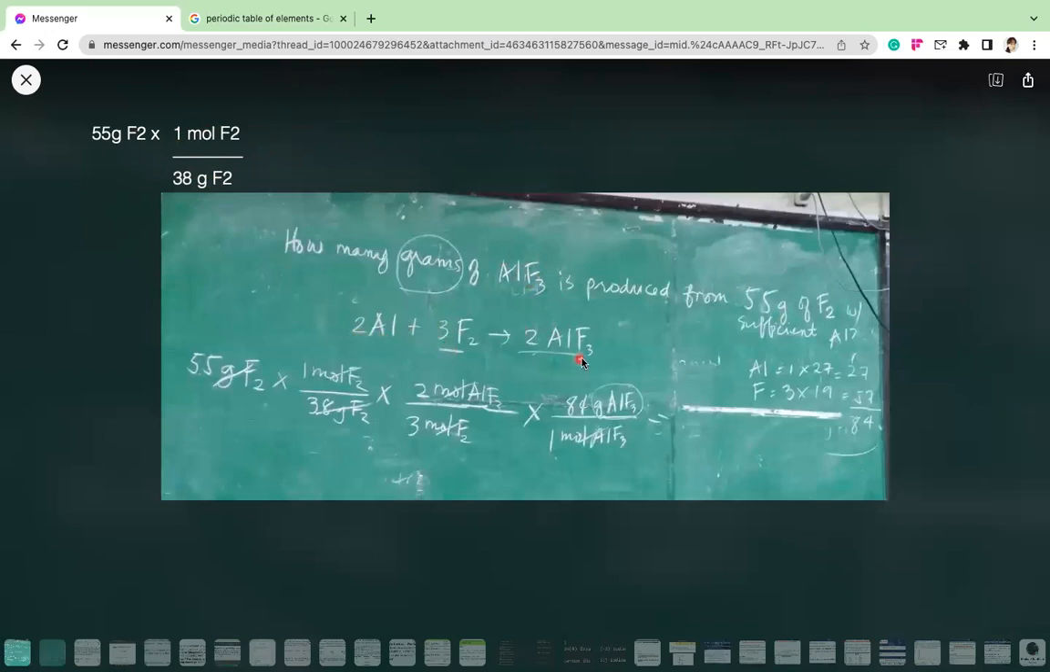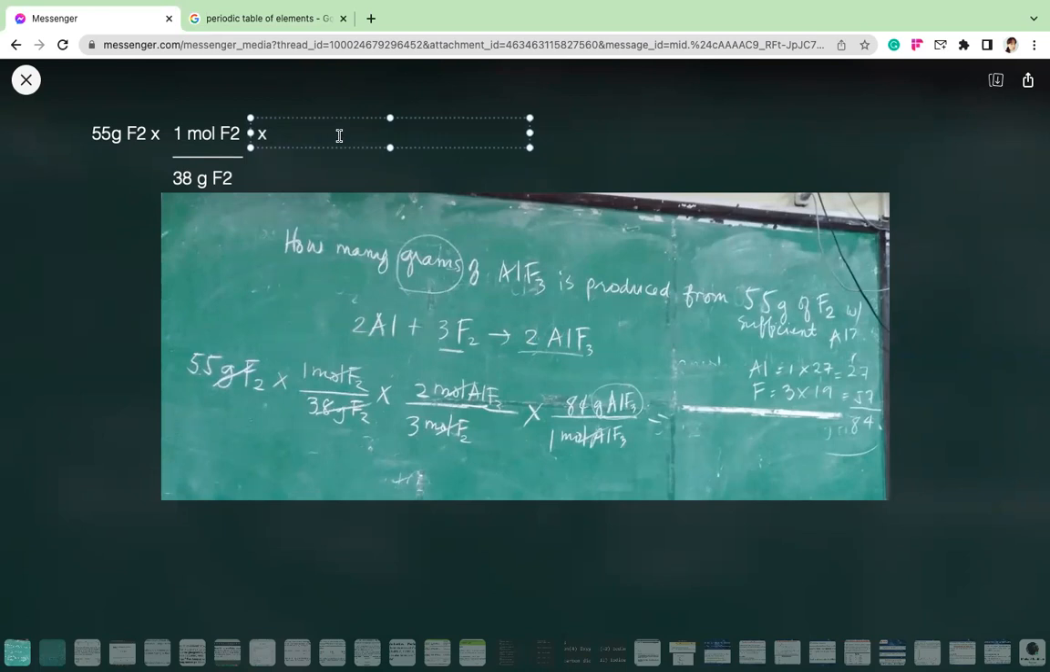Ngayon, tingnan mo yung chemical equation. Ilang moles ng F2 meron ka from the balanced chemical equation? 3. Ilang moles ng AlF3 meron ka? 2. So, gamitin mo rin yon. So, times. Dimensional analysis na naman. Times. Simulan mo sa F2. AlF3. Kasi kailangan ma-cancel, di ba? Tandaan mo, yung nasa ilalim, yun yung gusto mo laging i-cancel. So, ang gusto mong matira, AlF3.